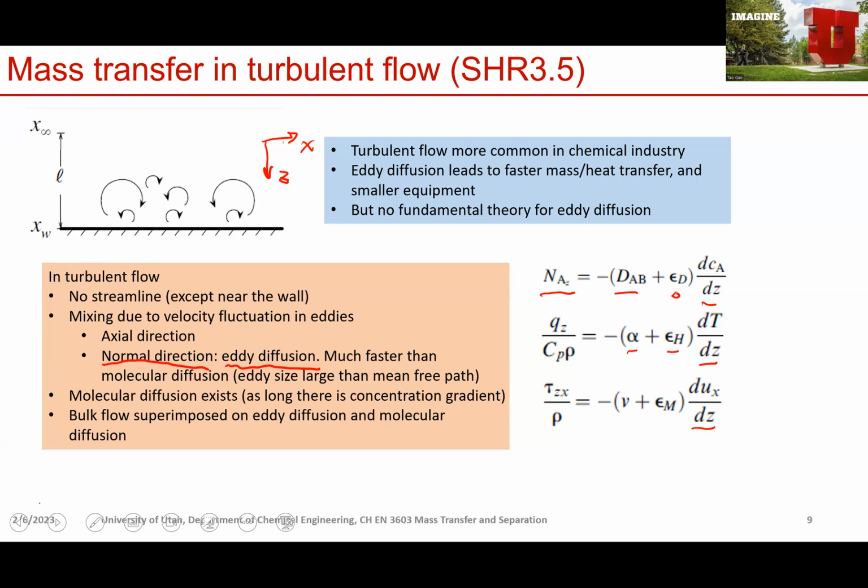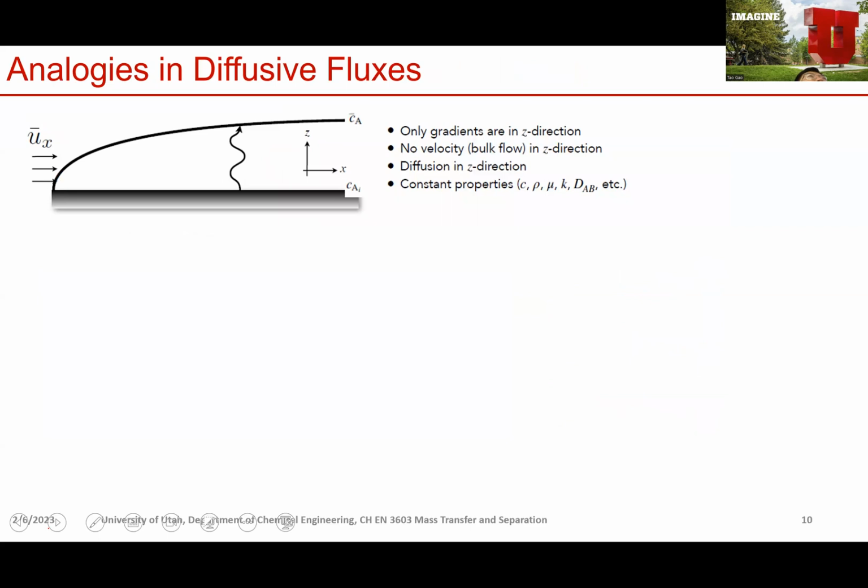Now, if we look at this problem, we find there's some inherent similarities between the mass, heat, and momentum transfer. That gave us a hint that if we can find the inherent correlation, maybe we don't have to solve every problem. If we can solve for momentum transfer, maybe we can solve for mass transfer and heat transfer. So that's the idea.